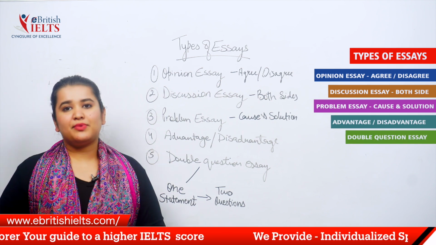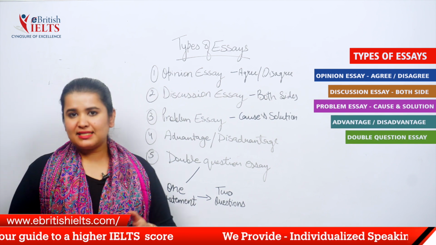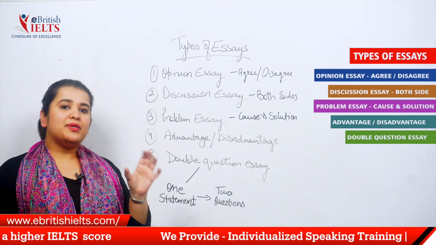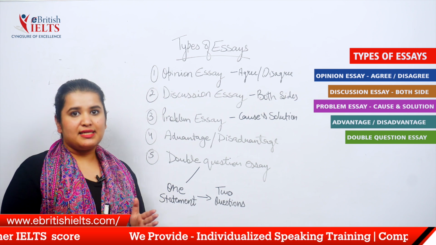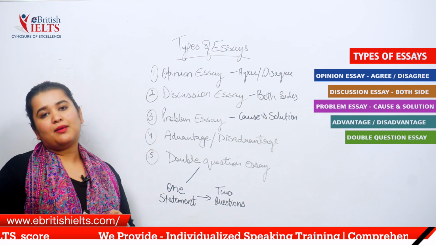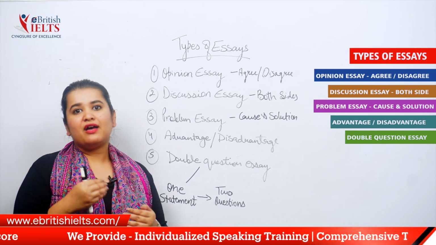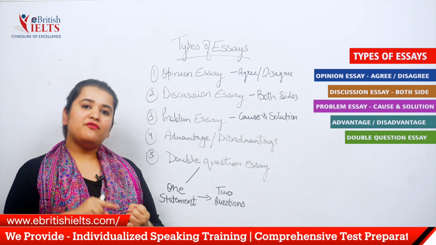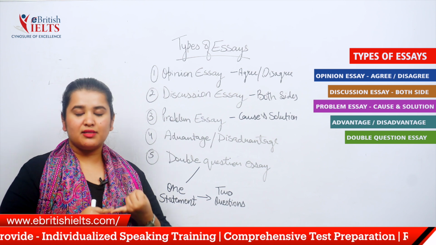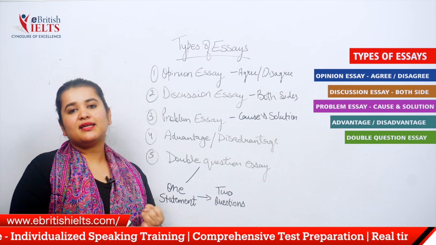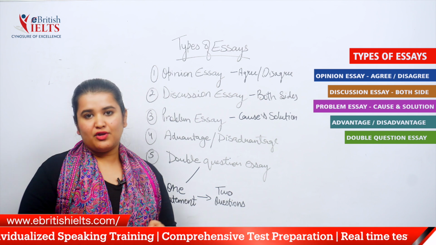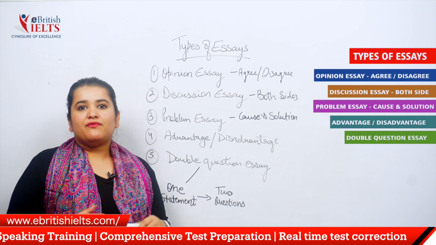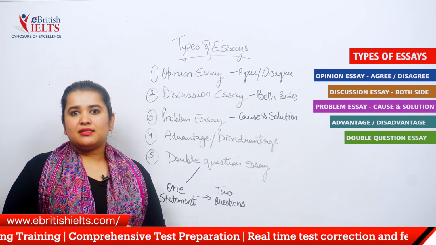The fifth is the double question essay. This is a pretty interesting one. Here you will be given one statement. The beginning part of the question will be one general statement and it will be followed up by two questions. So you have to answer both of them. Make sure you do not skip one. So you have to answer the first question in the first body paragraph and the second question in the second body paragraph. For example, you can be asked about people who have a lot of money are generally considered successful.